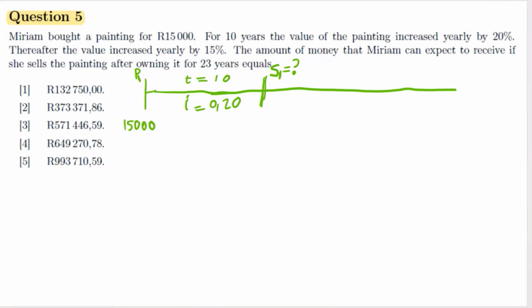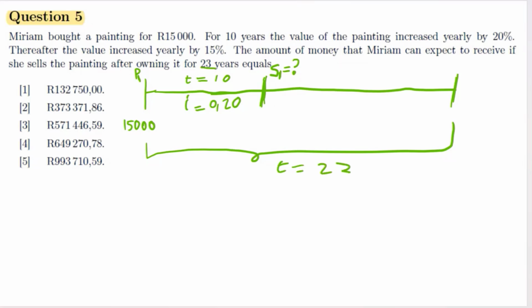Okay, and then when it's going to start again, the amount of money that they can receive for the painting after owning it for 23 years. Okay, so now if this thing accumulates, it has to run for another period. Why? Because for this whole period, this thing is equal to 10. This is what it's saying. Your T here is 23 years. So Miriam has owned this painting for 23 years.